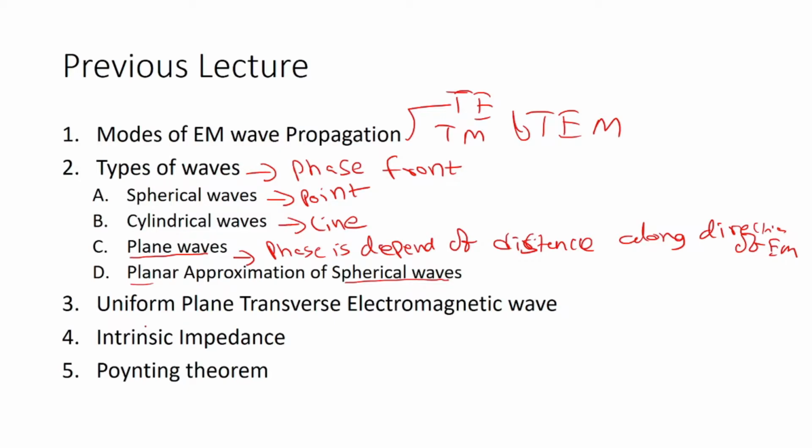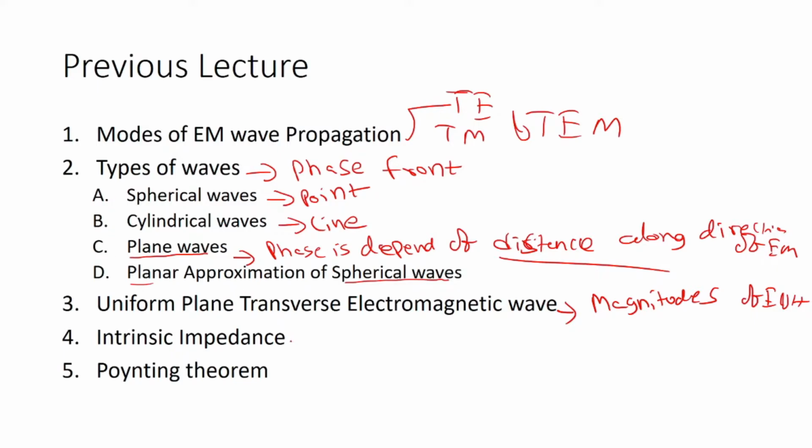And then we have discussed a special class of waves called uniform plane transverse electromagnetic waves, where not just the phase but the magnitudes of E and H are also dependent only on the distance of the EM wave.